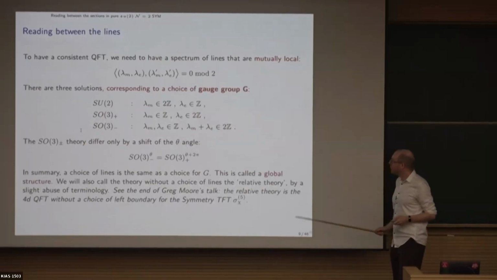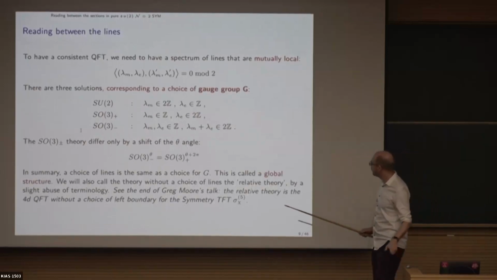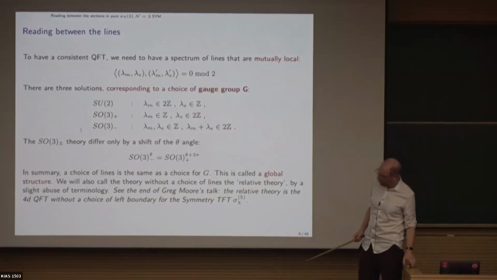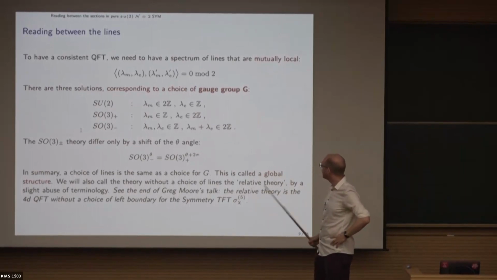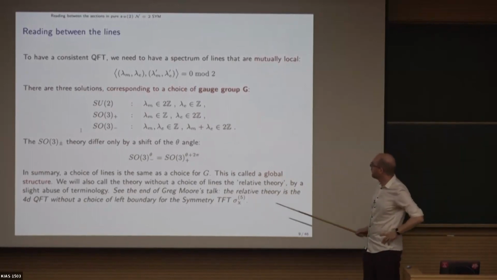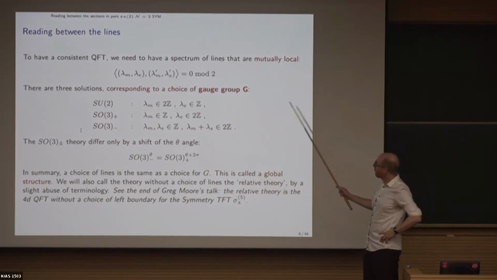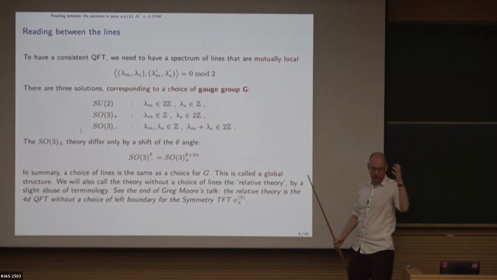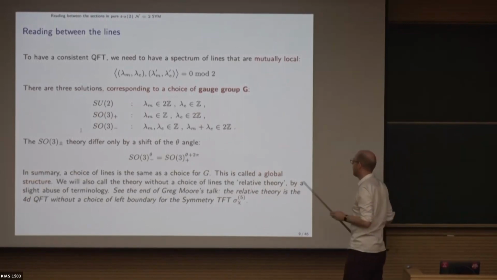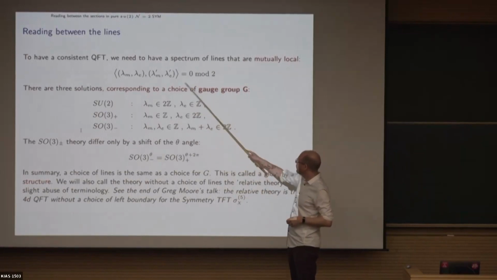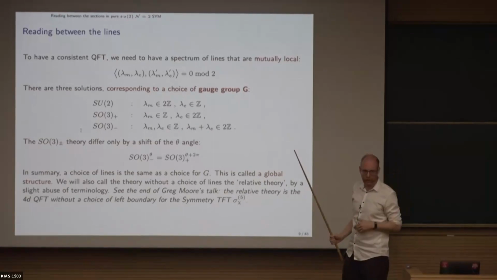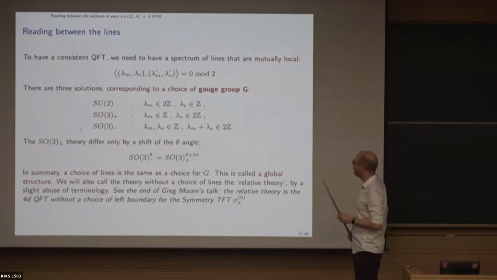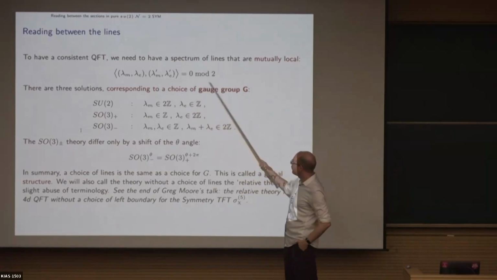Now, to have a consistent quantum field theory, as taught to us first, I suppose, in this context, precisely in that nice paper by Gaiotto, Moore, and Neitzke, and then in this reading between the lines paper, we need to choose a spectrum of dynamical lines which are mutually local to have genuine lines, and this is the condition. This is essentially that the Dirac pairing between the lines is 0 mod n for SUn, in our case, 0 mod 2 for SU2. So there are three solutions to this condition.